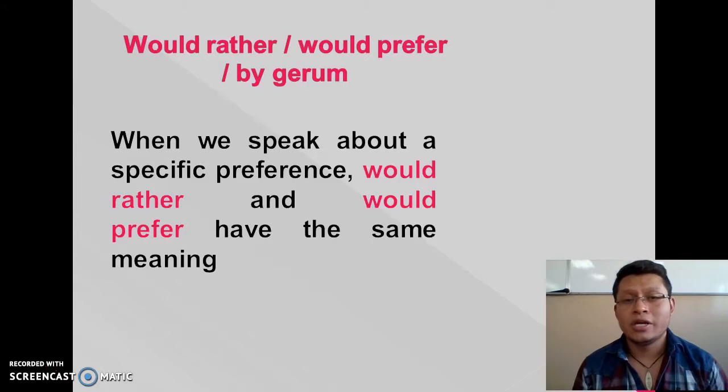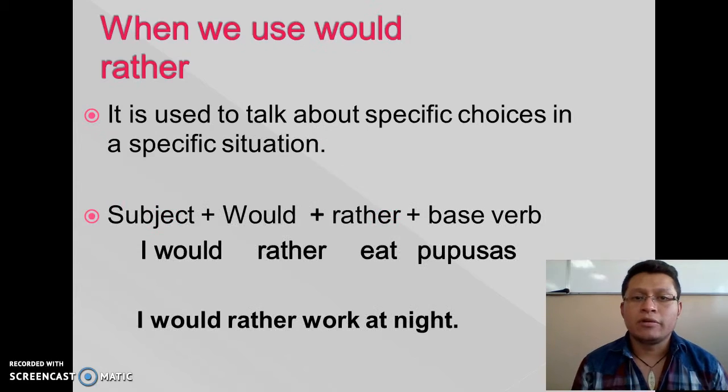In this opportunity, I'm going to show you how we use would rather and would prefer plus by gerund. We use would rather and would prefer when we speak about a specific preference. Would rather and would prefer have the same meaning. So when we use would rather, it's used to talk about specific choices in a specific situation. The base form of would rather is subject plus would plus rather plus base verb. For example, I would rather eat pupusas.